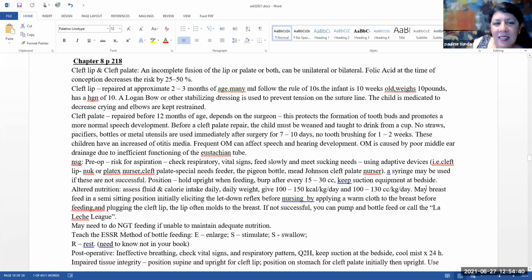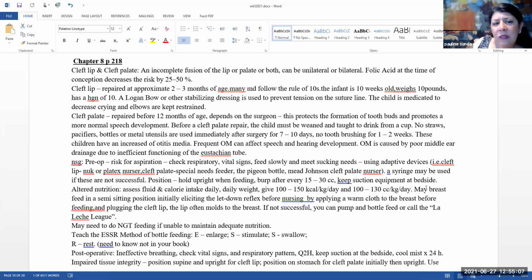Cleft lip is usually repaired anywhere from 2 to 3 months of age. Many doctors will follow the rule of 10s: they want the infant to be 10 weeks old, weigh about 10 pounds, and have a hemoglobin of 10. A Logan's bow or other stabilizing dressing is used to prevent tension on the suture line. The child is medicated to decrease crying, and the elbows are kept restrained.